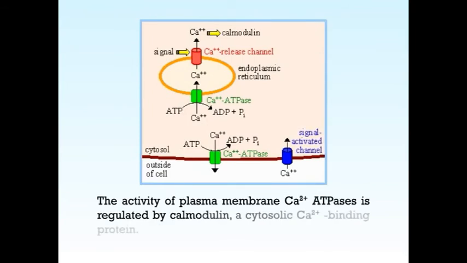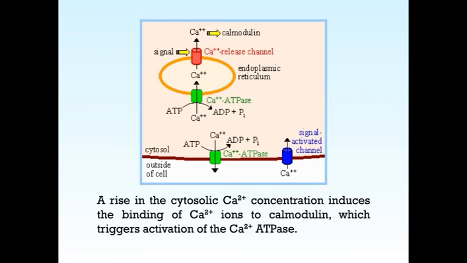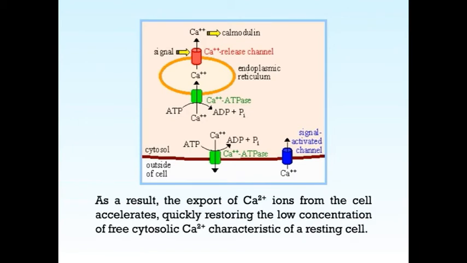The activity of plasma membrane calcium ATPases is regulated by calmodulin, a cytosolic calcium binding protein. A rise in the cytosolic calcium ion concentration induces the binding of calcium ions to calmodulin, which triggers activation of the calcium ATPase. As a result, the export of calcium ions from the cell accelerates, quickly restoring the low concentration of free cytosolic calcium, which is characteristic of a resting cell.